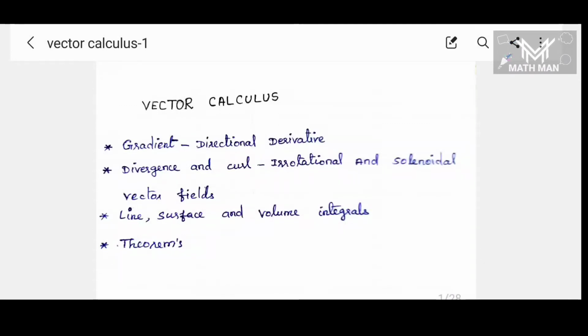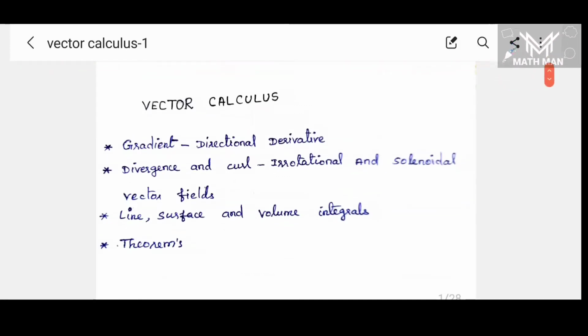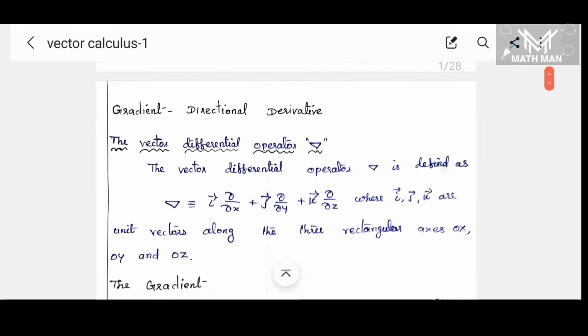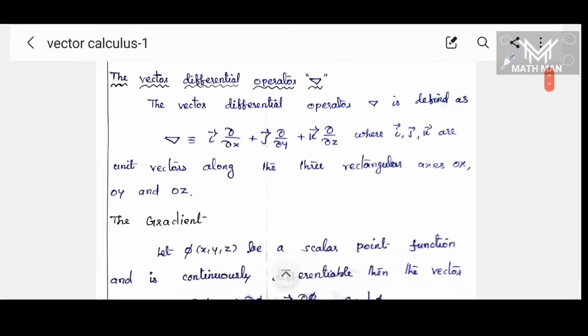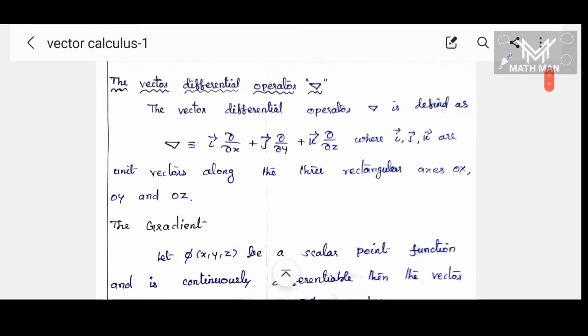Vector calculus. There are four main topics in vector calculus. First one is gradient and directional derivative, divergence, curl, rotational and solenoid, vector field, line, surface, volume integral. That's theorems. And let's go to gradient.